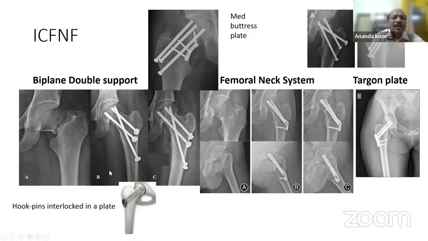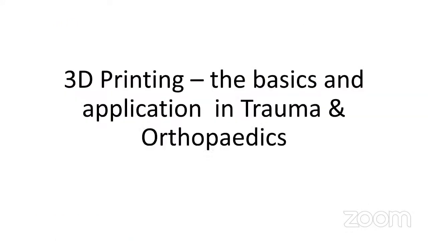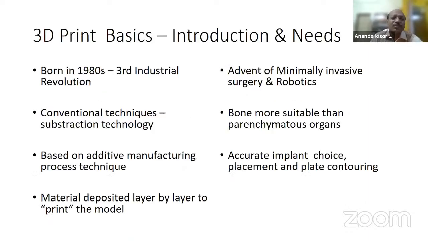There are several systems. There are some advantages and disadvantages. You have to write it. What is the conventional? Then the same thing. So this is this one. Next, the most important, which is a point of interest, is 3D printing. What are the basics and applications in trauma and orthopedics?